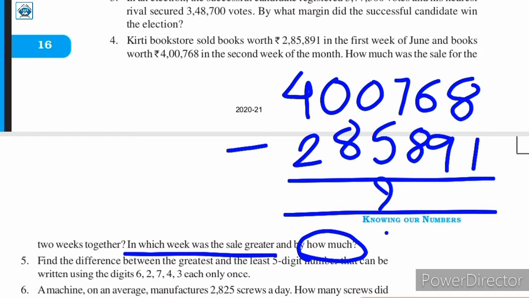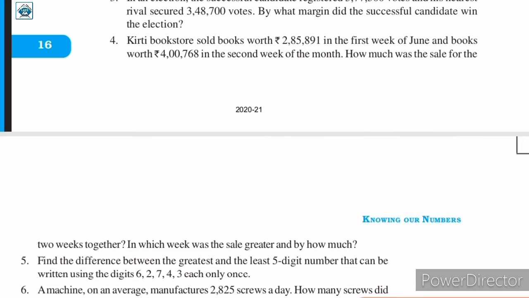What is the number by which the sale was greater? For that you need to subtract these two, and when you will subtract, you will find the answer that by how much rupees was the sale greater. Since we have discussed question number 4 in detail, it is very simple to solve. You just need to add these two in order to find the total sale of 2 weeks, and for finding that how much was the sale greater in second week, you need to subtract these two.